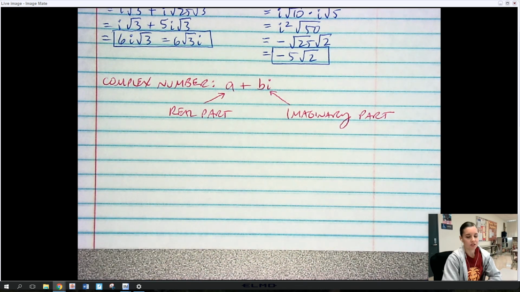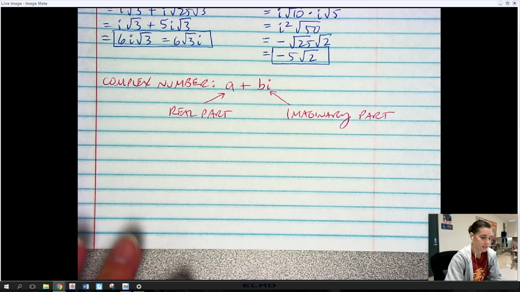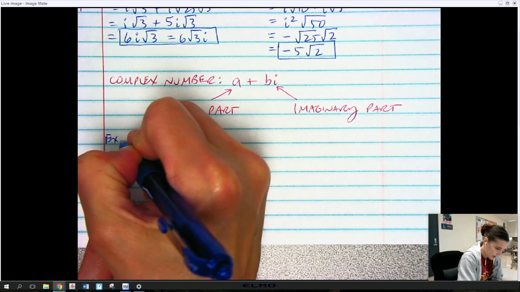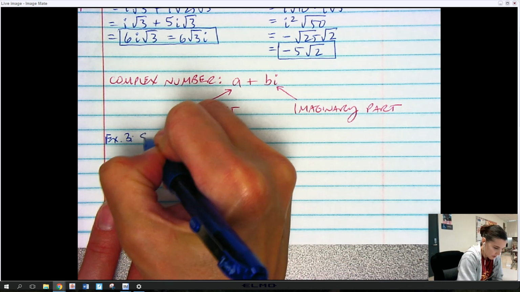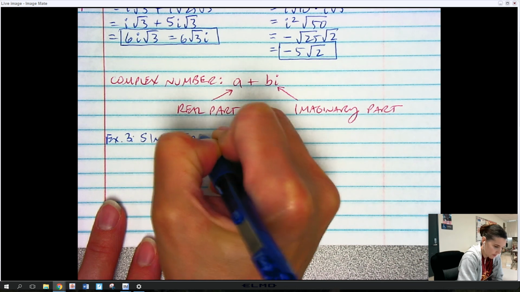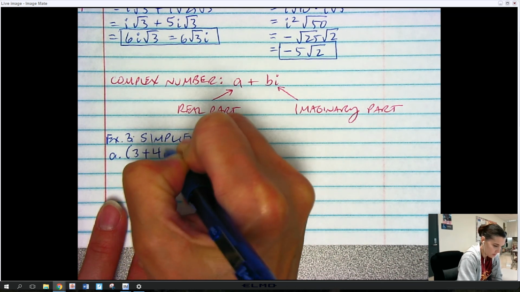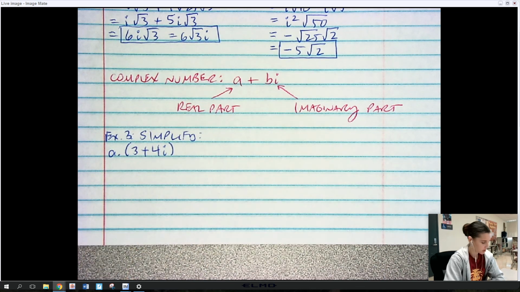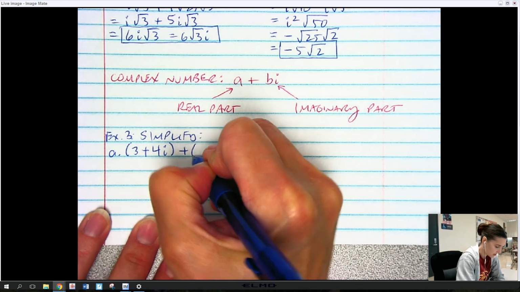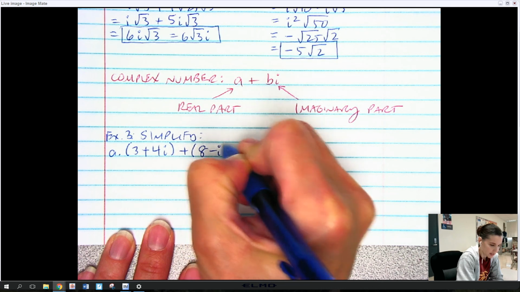All right, so let's try a couple of examples with this. Example 3 is going to ask you to simplify. In part A, say I gave you the quantity 3 plus 4i, or the complex number 3 plus 4i, and I ask you to add that to the complex number 8 minus i.